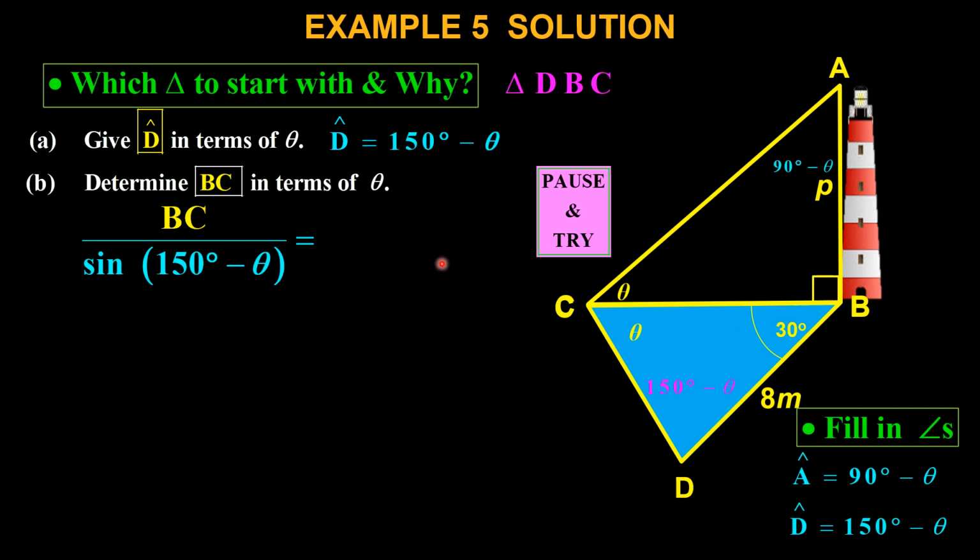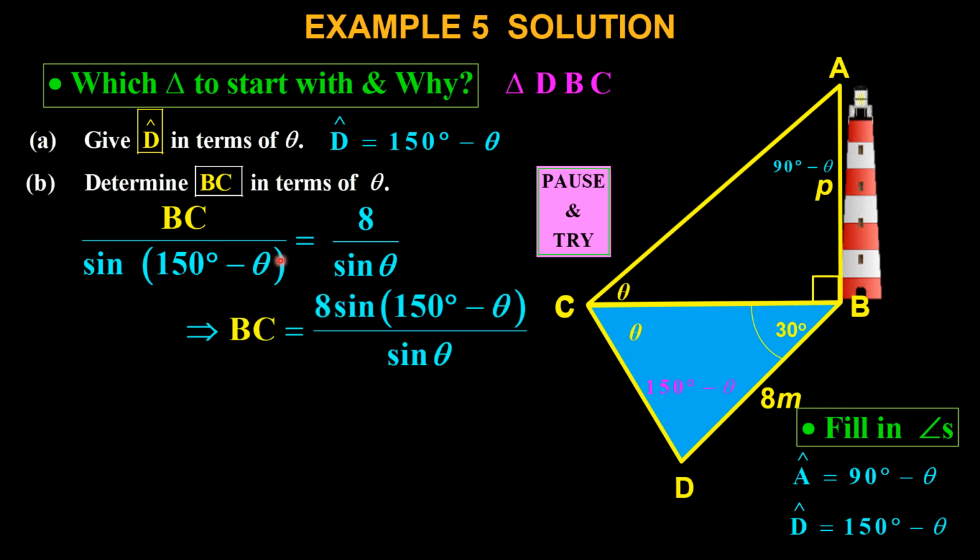In BCD, I've got BC, that's what I want. BC goes with angle D, which is sine of 150 minus theta. And we're going to use the 8, so that goes with theta, so that's sine of theta. Because we want BC, we transpose the sine of 150 minus theta, and there we've answered our question. BC is 8 sine of 150 degrees minus theta over sine theta.